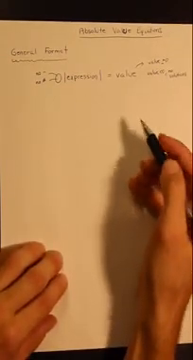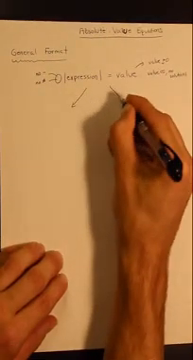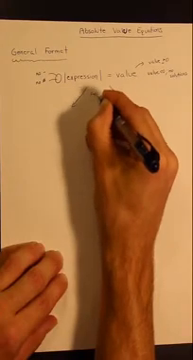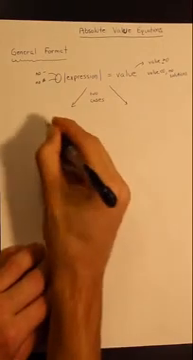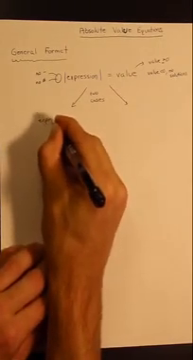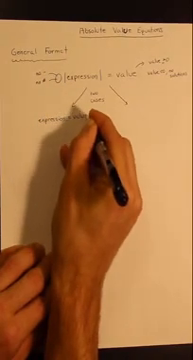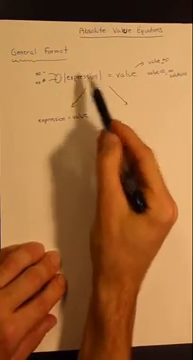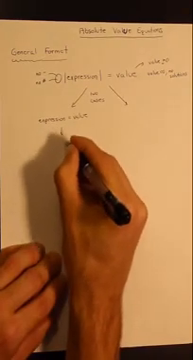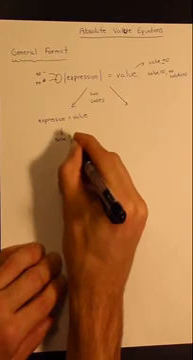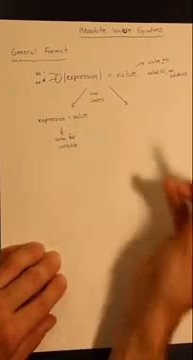Once you have it in this format, you are going to have to solve two cases. And the first case is going to be when the expression is equal to a value. Usually this expression is going to have some kind of variable in it, so you'll have to solve for the variable. So that's the first case you'll have to work with.